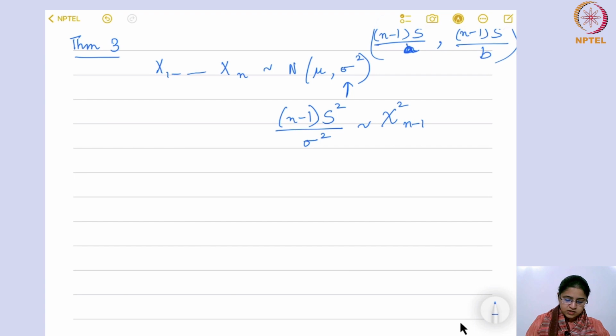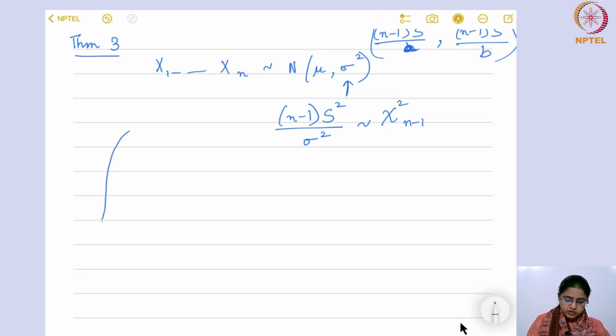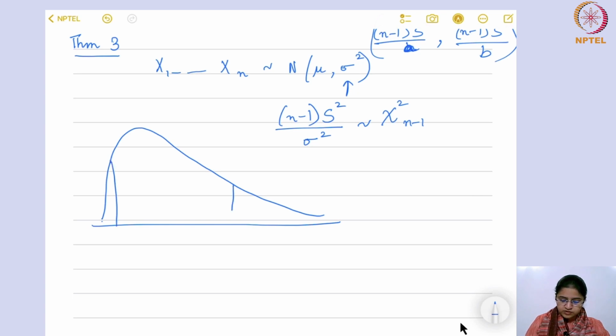So for this, we know that chi-square is somewhat like this. It is right skewed. It goes from 0 to infinity. So here you have some value here. This is your A and this is your B. So if you look at this shaded portion, this is basically alpha by 2, and this B is basically chi-square alpha by 2 at n-1 degrees of freedom.